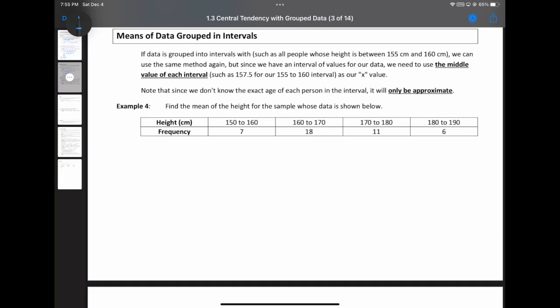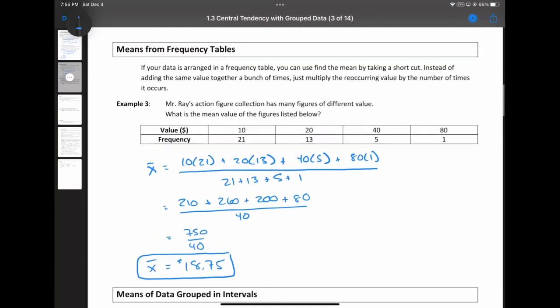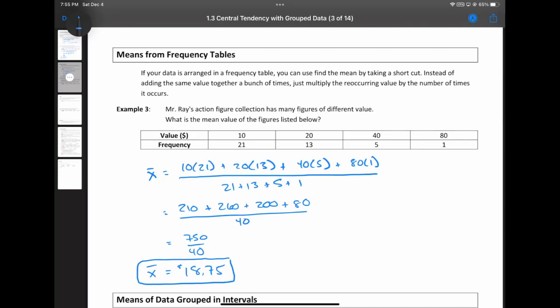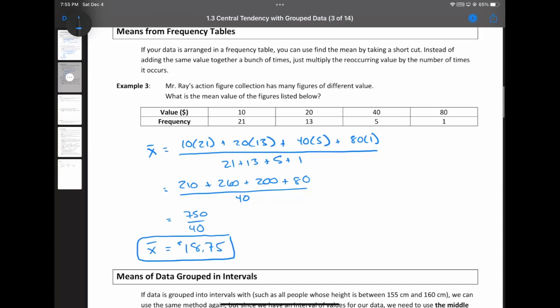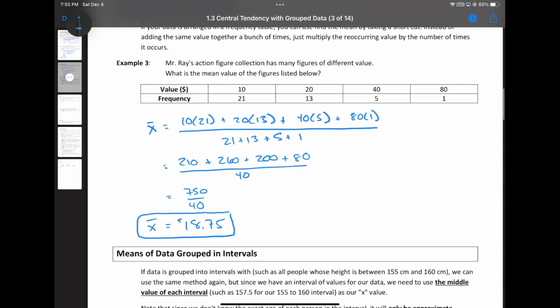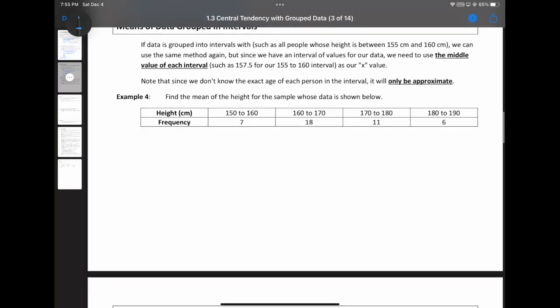Actually, I'm just going to go back 1 second. The reason I could put this in a regular frequency table is because the values of the figures, the $10, 20, 40, and 80, are discrete numbers. They're all numbers with definitive jumps. Now, you could argue a little bit that there's decimals and stuff in there, but either way, I can say that this figure is worth $10, not 10.0285 or something like that. Here, heights are definitely a continuous value, so we're going to have to put them in ranges.